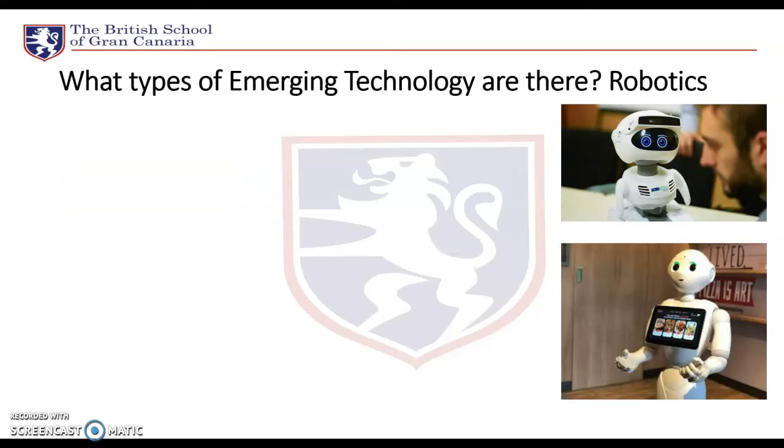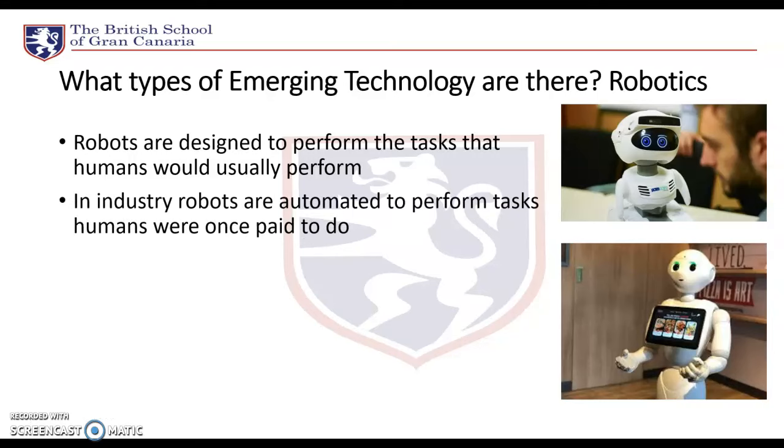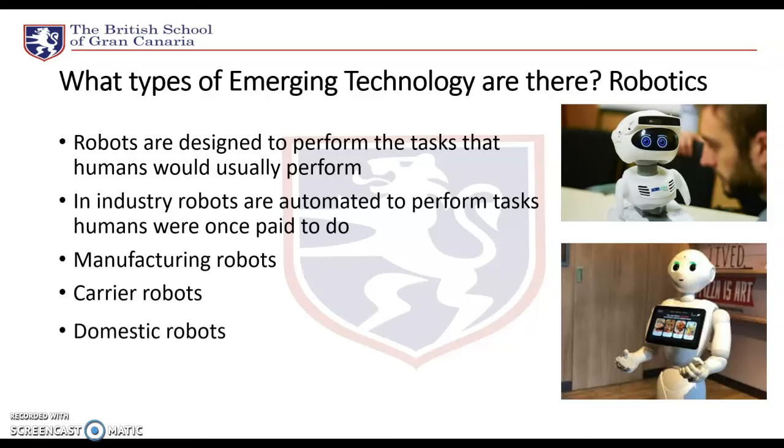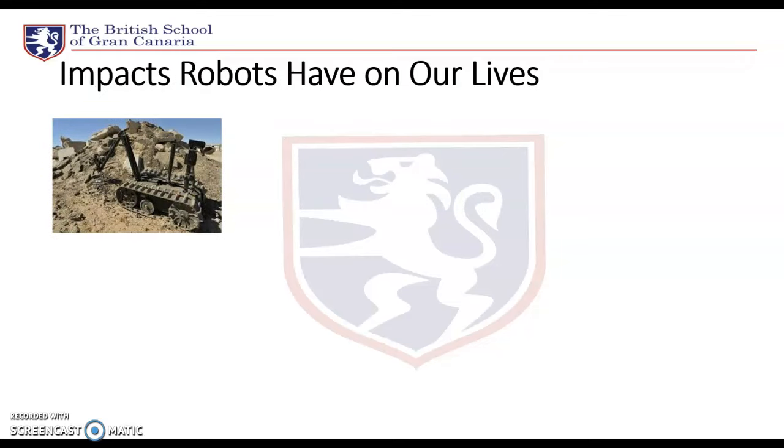So, robotics. Robotics are designed to perform the tasks that a human would usually perform. In industry, robots are automated to perform certain tasks that humans were once paid to do. Such as manufacturing robots, carrier robots, domestic robots, and exploration robots. So what impacts do they have on our everyday lives?